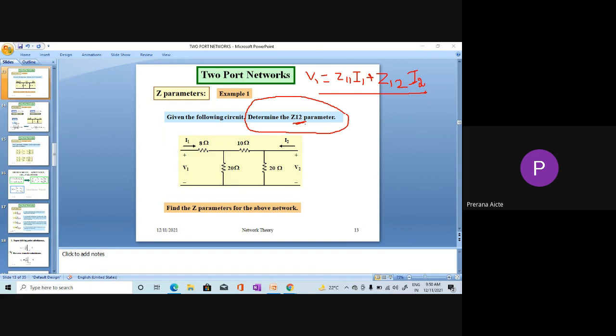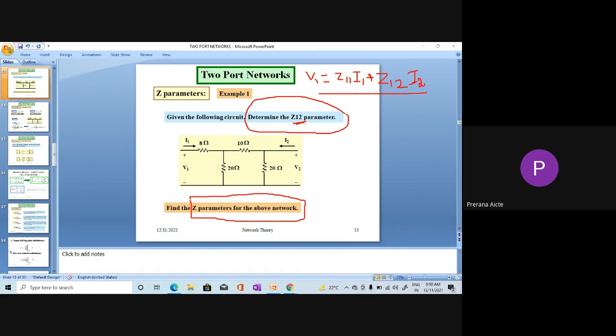Why? Because our destination, our objective, is Z12, so we need to find the Z12 value. There is no need to go for V2, the other equation. In this way you have to plan in the examination, in this way you have to plan your preparation, based on your objective Z12. For the time being, I am discussing all the Z parameters for the same circuit.